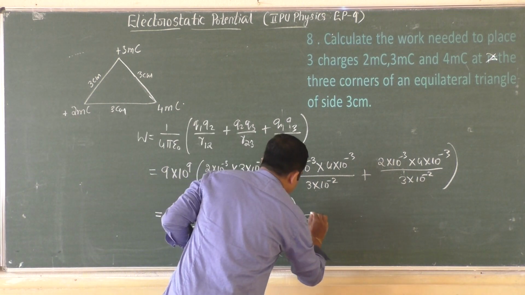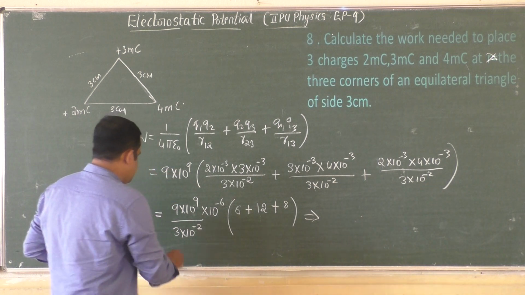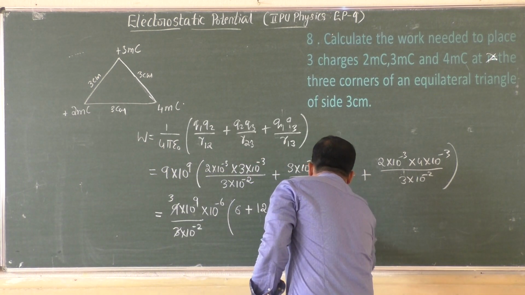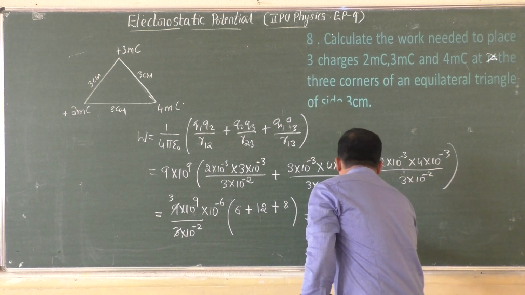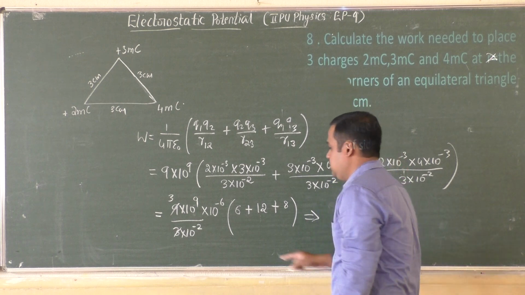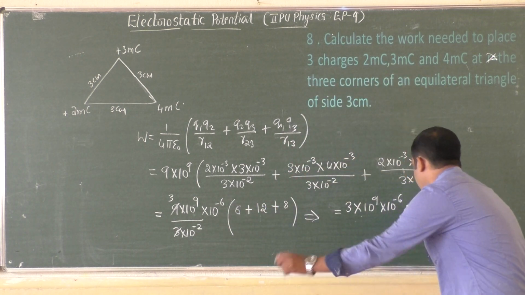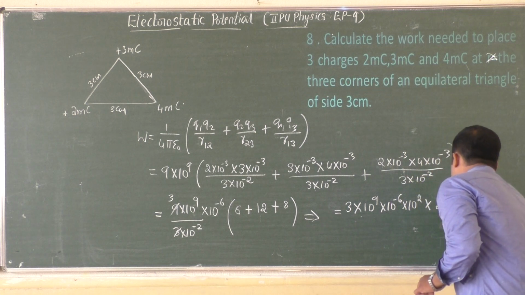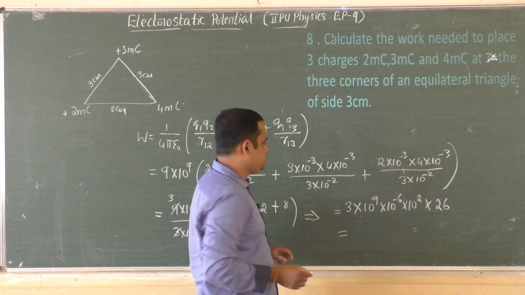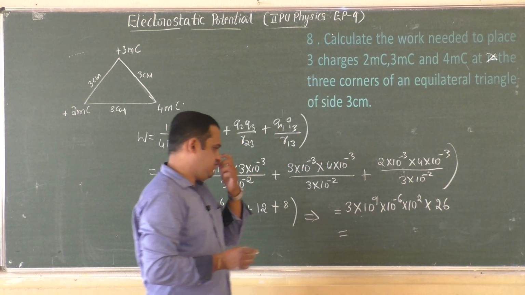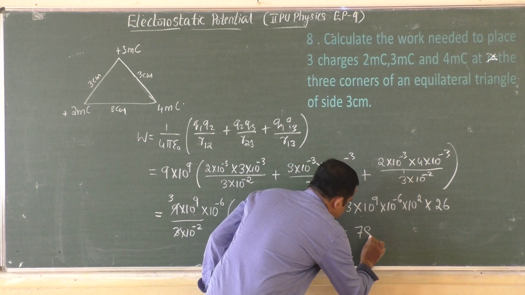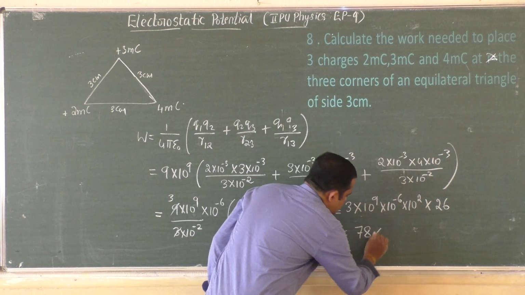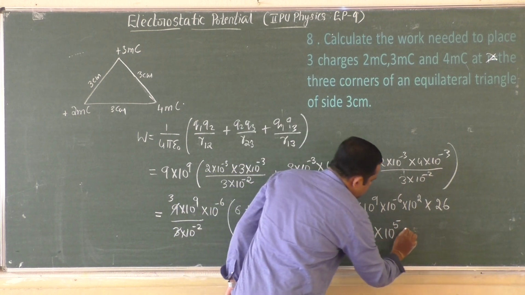So simplify this. What we get is 3 into 10 power 9 into 10 power minus 6. The minus 2, if you take it to the numerator, becomes 10 power plus 2, into 8 plus 12, 20, 20 plus 6, 26. That is equal to 26 into 3, 78. 10 power plus 9 plus 2, that is 10 power 11, minus 6, that is 10 power 5. Okay, 78 into 10 power 5 joule.